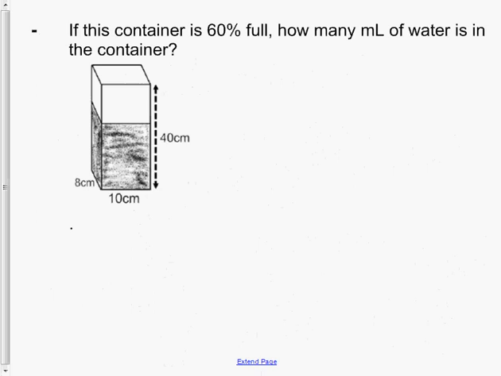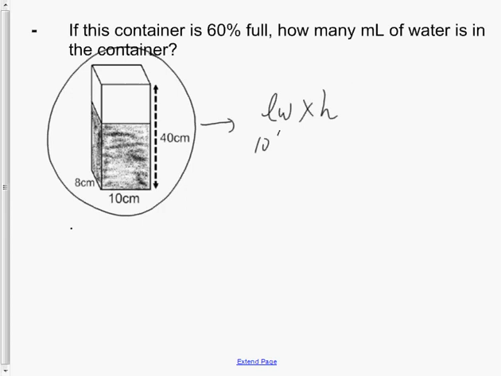This container is 60% full. How many milliliters of water is in the container? So the first thing I'm going to do is figure out if it was full, what would the volume be? So it's a rectangular prism, so there's my formula. Substitute the parts I know, which is the length, width, and height. Simplify it, and I get 3,200 centimeters cubed of full space.